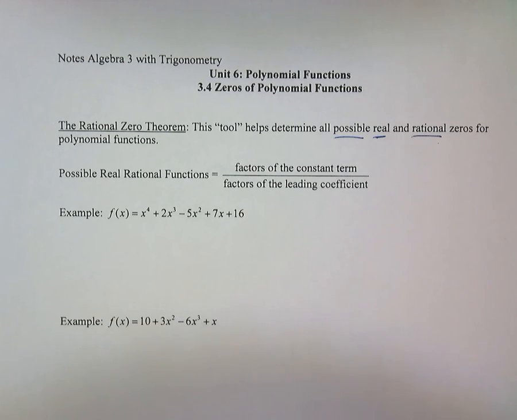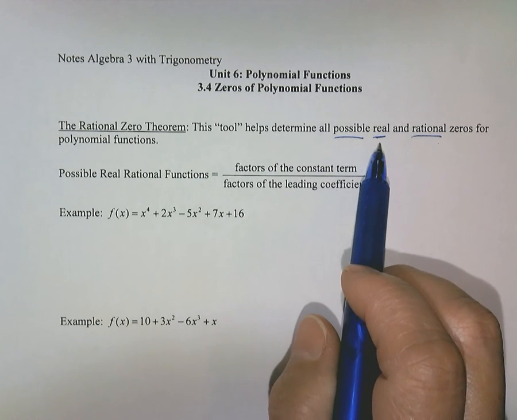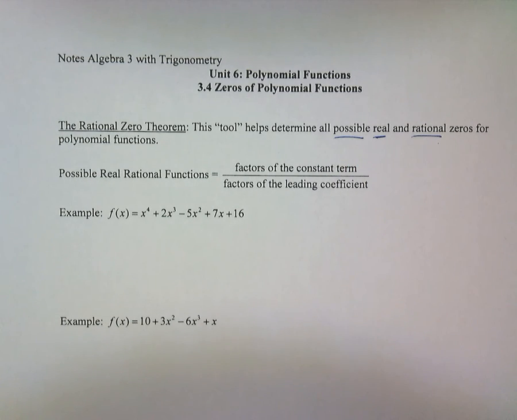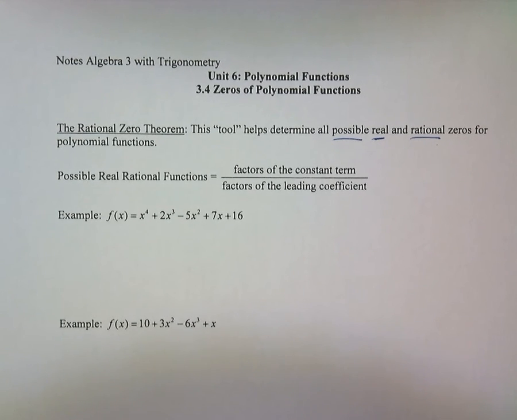And rational zeros. This is going to help you find the rational zeros, like 3 is a rational number. 2/3 is a rational number. -5/4. Those are rational. An irrational number would be like the square root of 3. So this is only good to find possible, real, and rational zeros. And some books do this a little bit differently. Most of my students don't remember this until I refer to the letters that are typically used.